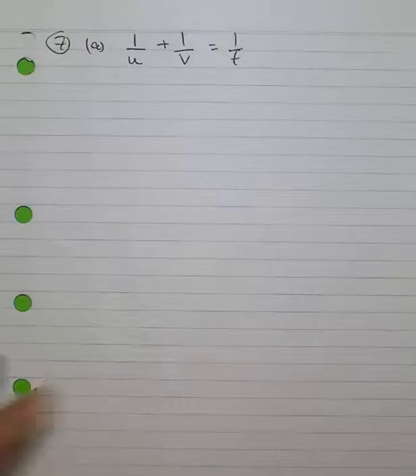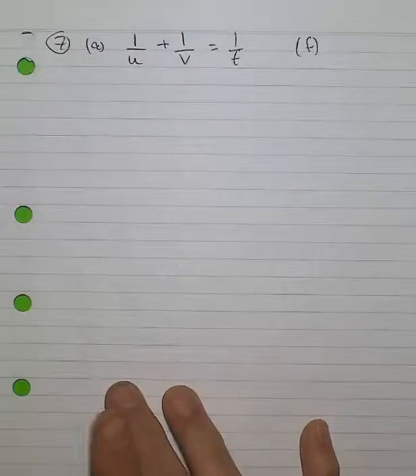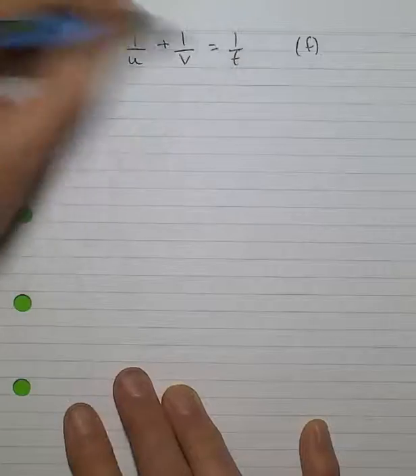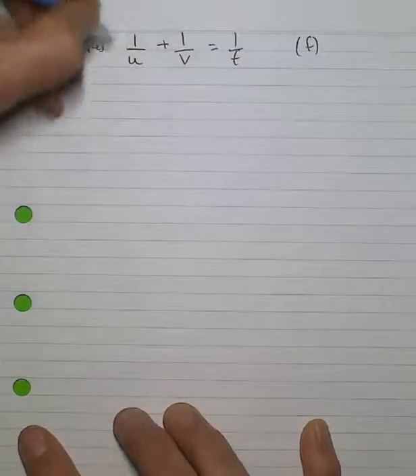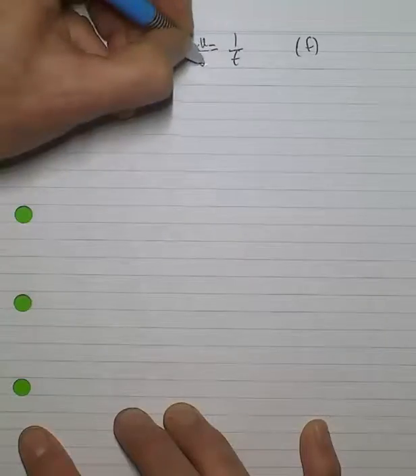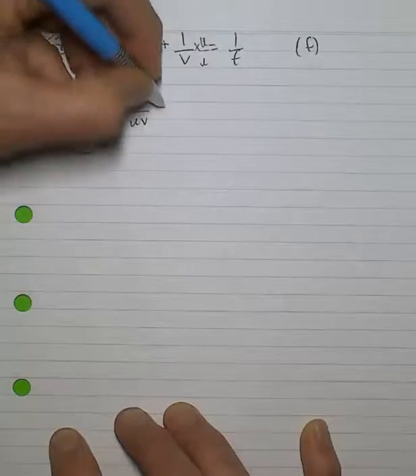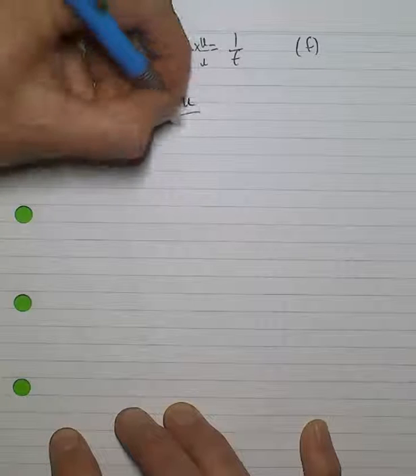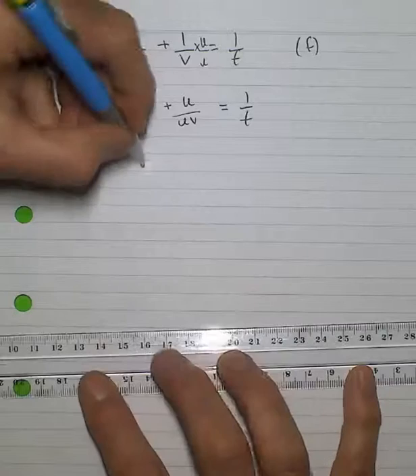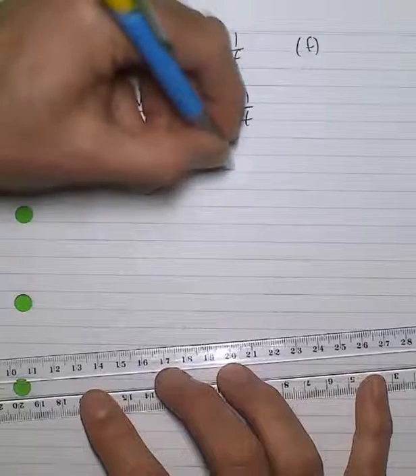Looking at number 7 now, in 7A you're asked to make F the subject. So what I'll do here, I'm just going to fix up my left-hand side. I've got to multiply that by V over V and the 1 over V by U over U. So therefore V over UV plus U over UV is 1 over F. So therefore V plus U over UV is 1 over F.